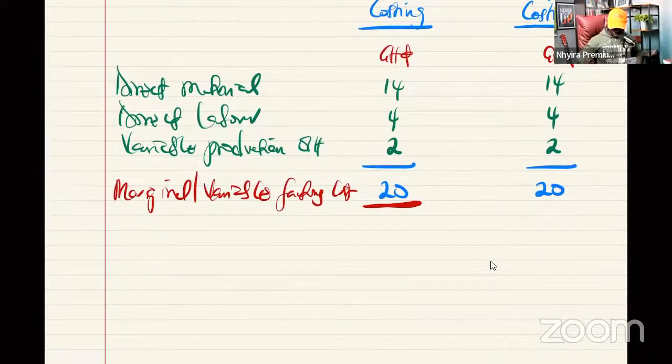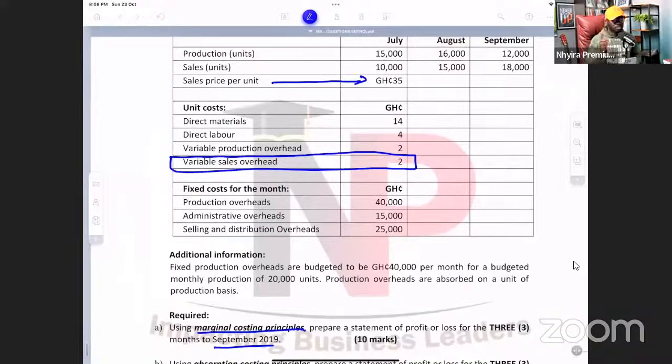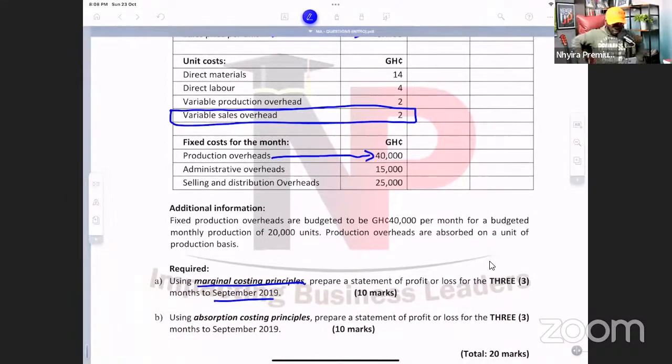But let's continue to read. Fixed cost for the month. Production overheads. Okay, we are interested in that. That's 40,000. So let's read the additional information because the examiner has given us a breakdown of what that information really is for the company. So let's go read it. Fixed production overheads are budgeted to be 40,000 per month for a budgeted production of 20,000 units.